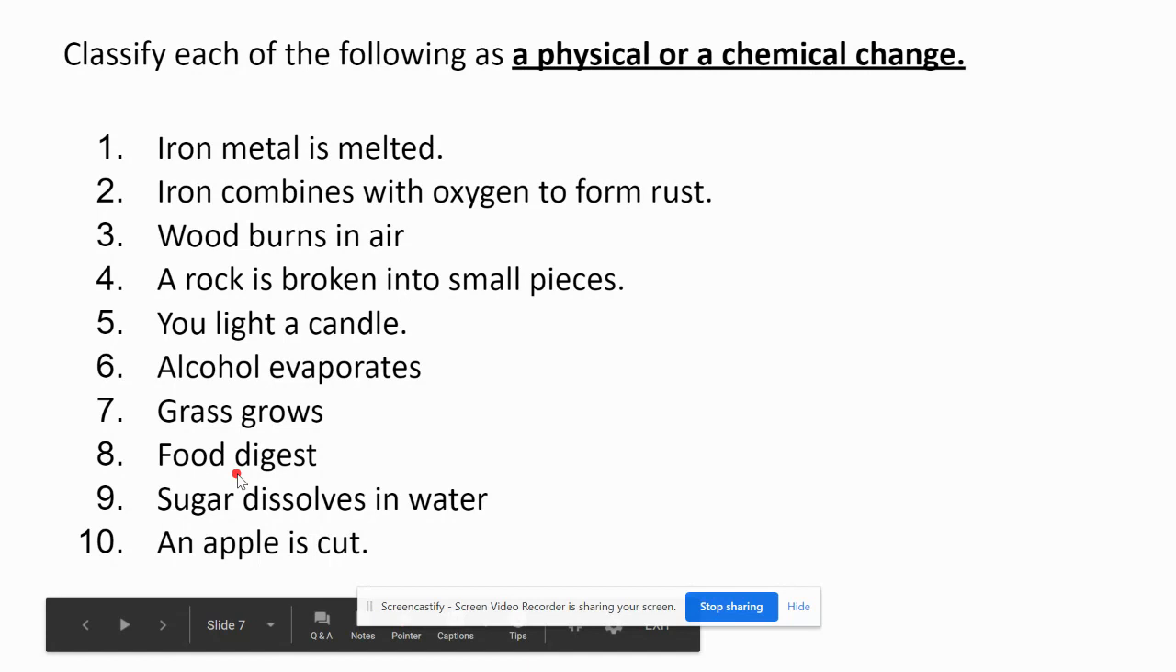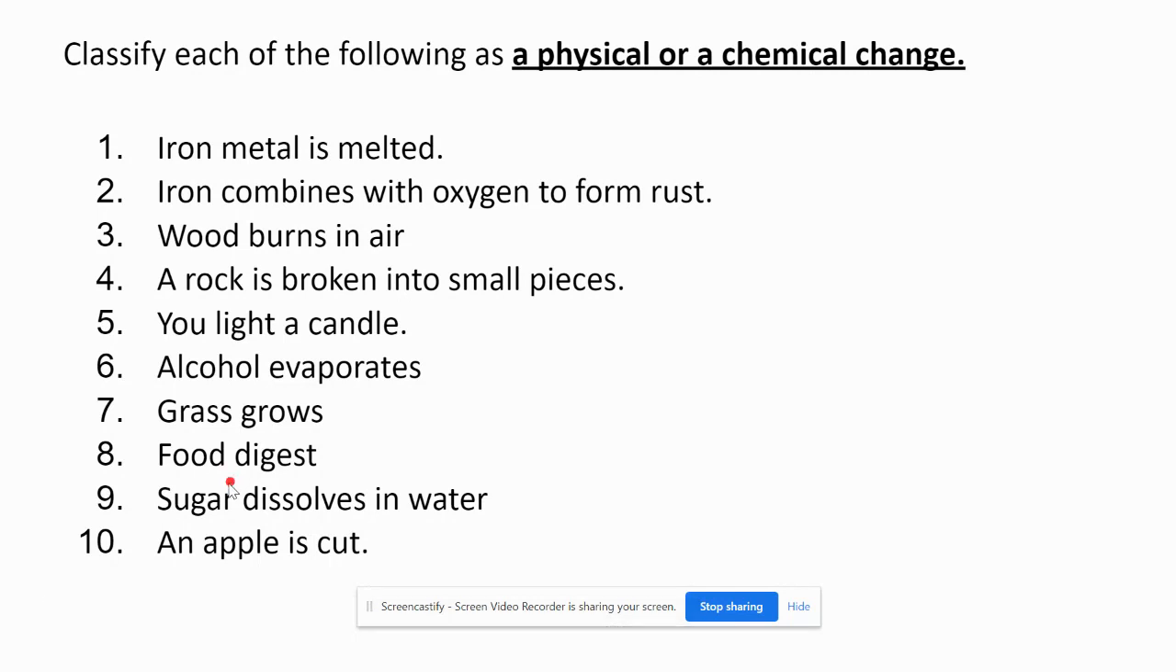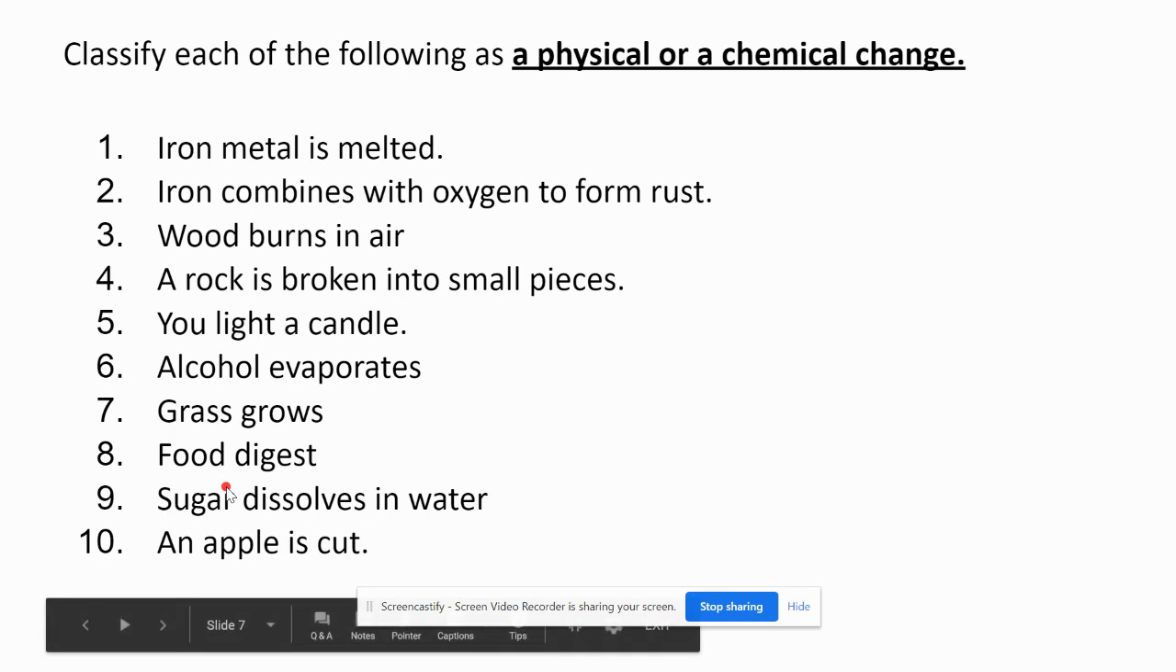Food digest. After the food digests in your stomach, I mean, you cannot recover the steak that you ate after 2 hours, right? Because that steak turned into something else. So this has to be chemical change. Sugar dissolved in water. When you evaporate out the water, you still can recover sugar. So this is a physical change. Apple is cut. Well, apple is still apple, right? Because it just turned to small pieces. So this is a physical change.